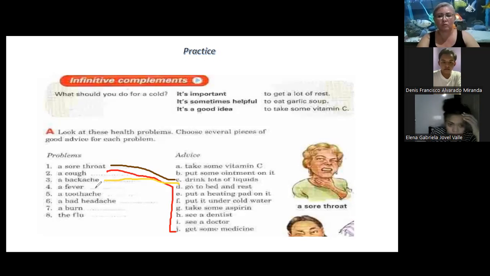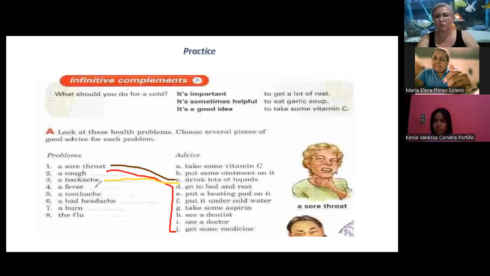And what about a fever? What recommendations can you give about fever? Letter G, take some aspirin. Or maybe put a heating pad on it. Mm-hmm. But fever is something complicated. So what would be the doctor? See a doctor, I think, because it's not good. Your body is not working properly, so it's recommendable to see a doctor because it could be something serious. Our body is saying that we are not good, and we also need to go to the doctor to see what happened.